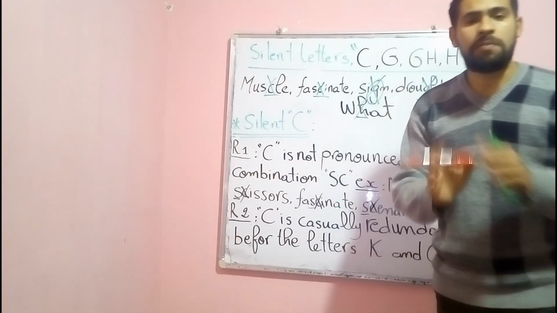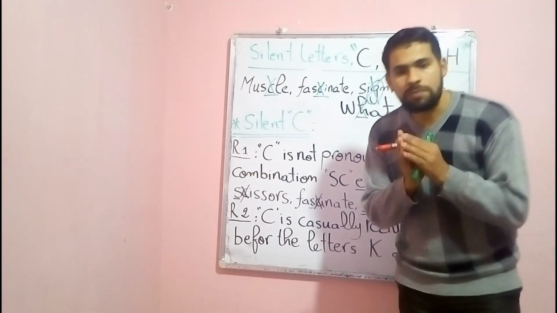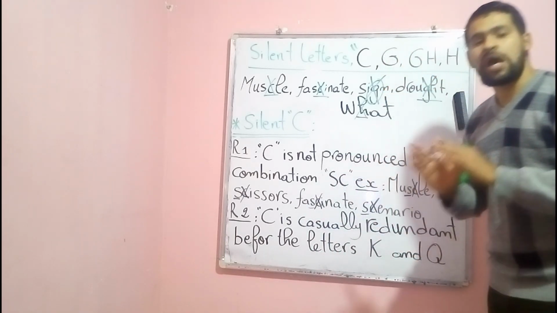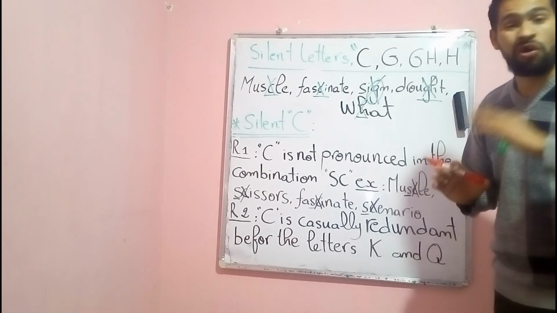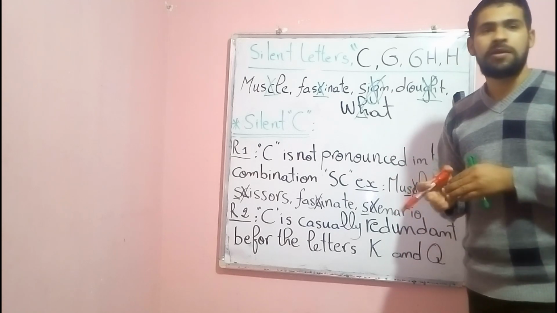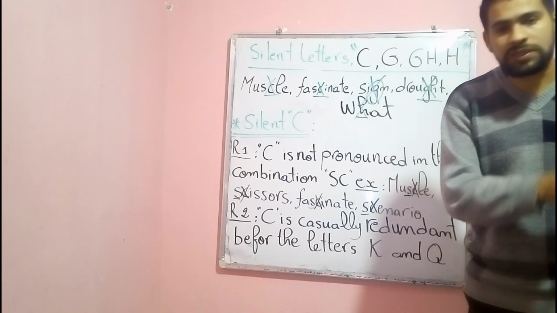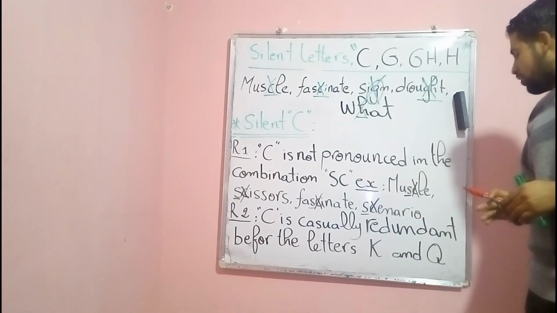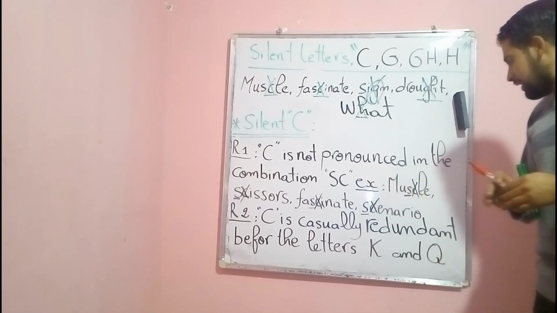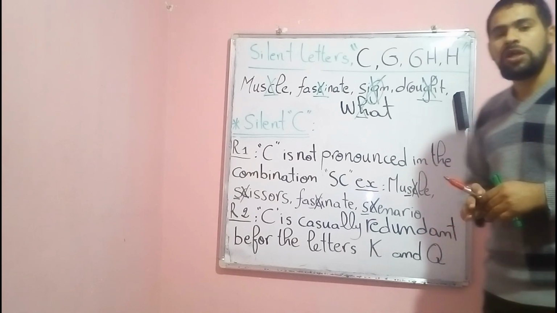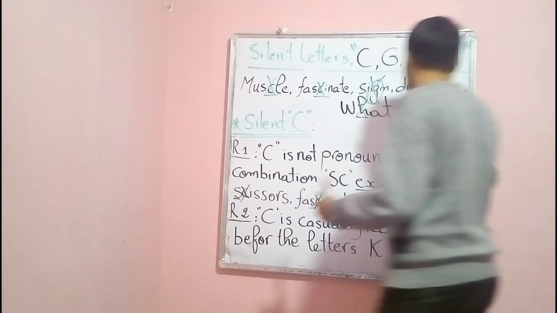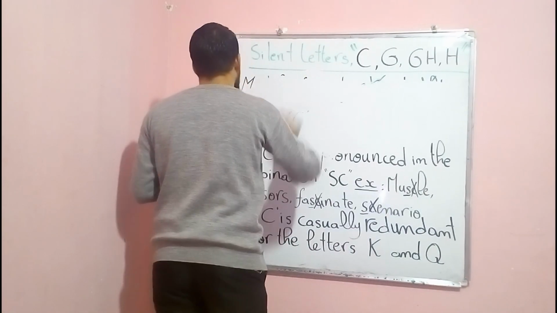Now, rule number two. What is rule number two, sir? Rule number two, C is casually, I didn't say always, I didn't say usually, but I said casually, redundant before the letters K and Q. What do you mean by redundant? Look at these examples, then you will understand.